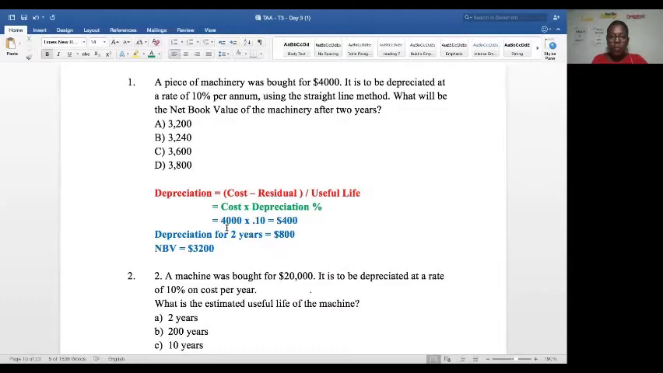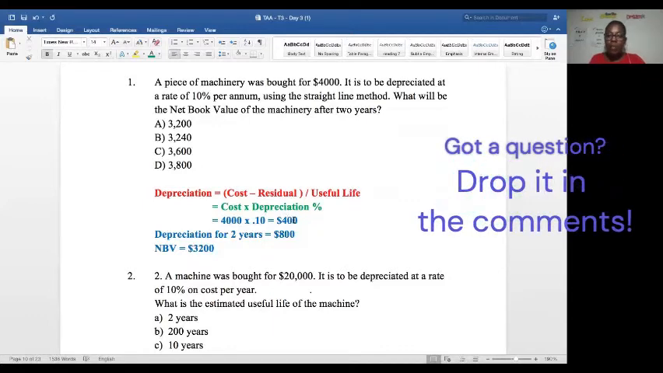So the cost was 4,000. The depreciation percent is 0.10 or 10%, right? That means your depreciation for each year is going to be 400. Using the straight line method, you will have the same depreciation each year. So it's easy to get the amount of depreciation for 2 years. Just multiply the 400 by 2. That's going to give you a depreciation for the 2 years.